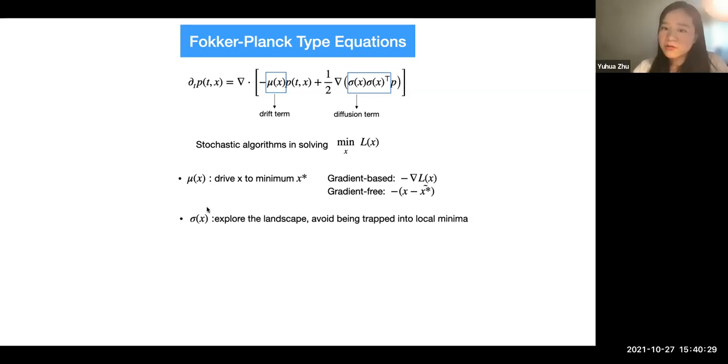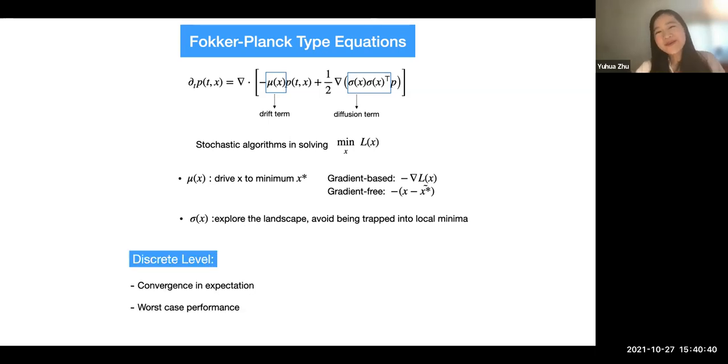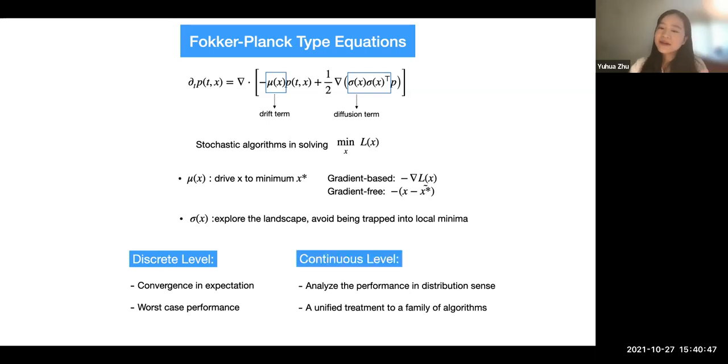And the sigma, the diffusion term, is basically a noise term. It lets the parameter explore the landscape to avoid being trapped in a local minimum. And why do we want to use the Fokker-Planck equation to analyze stochastic algorithms? I think there are at least two advantages.